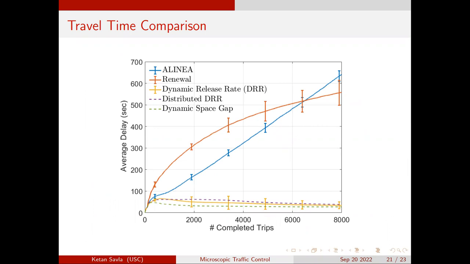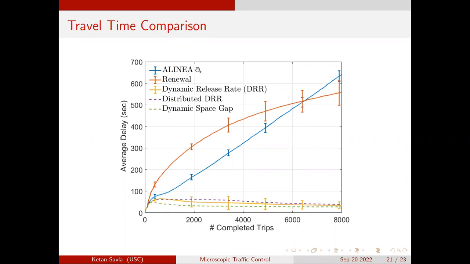And here is a comparison between the travel times under our policies and an Alinea controller, which is one of the well-known ramp metering algorithms that has also been deployed in practice, right? So the way the Alinea controller works, it tries to maintain a certain optimal occupancy on the freeway, on the neighboring freeway segment. That's the operating principle of Alinea.